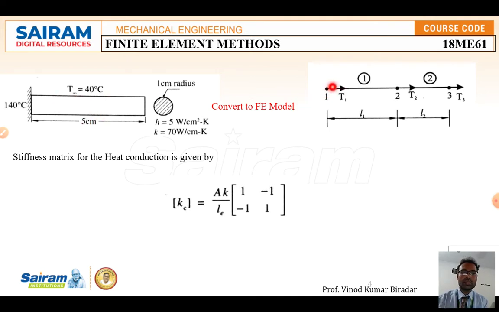Look at this. This is T1, T2, T3. T1 to T2 is element number 1, T2 to T3 is element number 2. At node number 2 we have L1 and L2. This is node number 1, node number 2, node number 3. So the number of nodes is 3 here, and the number of elements is 2 here. Nodes are different, elements are different. T1 is given, you need to find T2 and T3, that is how the temperature distribution takes place inside the fin. That you need to calculate here.